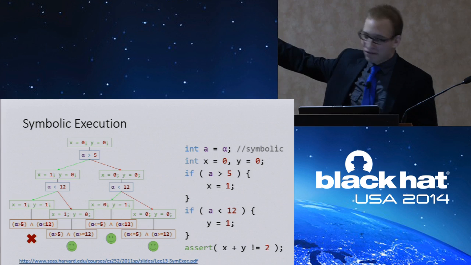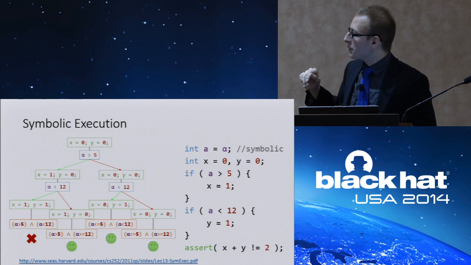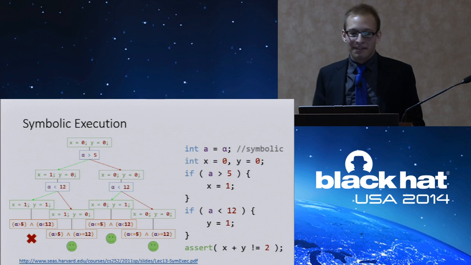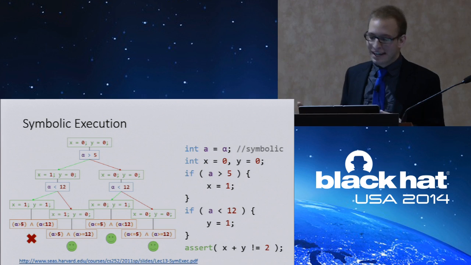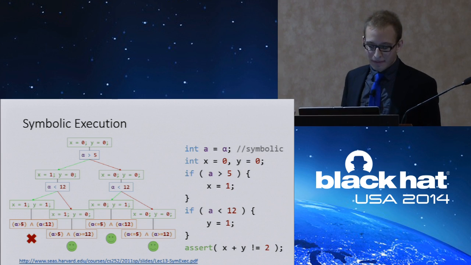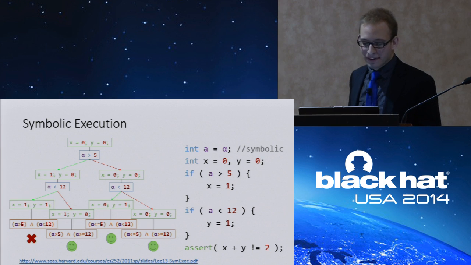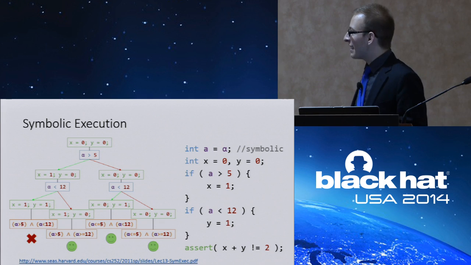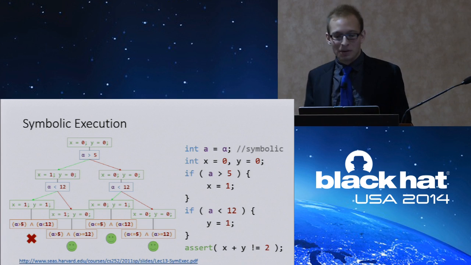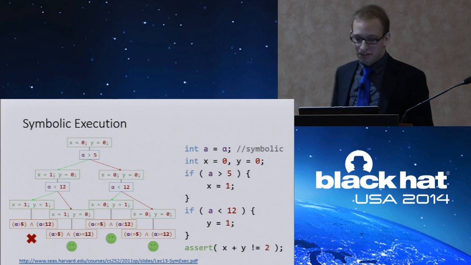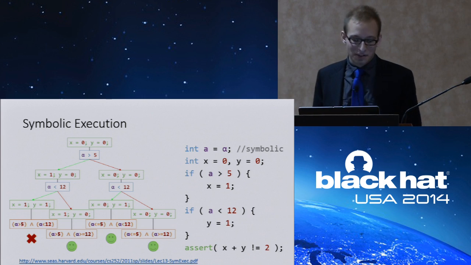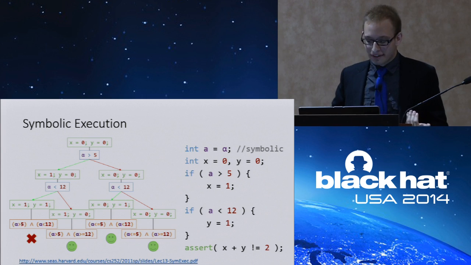And so we have in the tree, when we reach the decision point, alpha is more than 5, we have two possible paths. Either alpha is more than 5 is true, in which case we set X to 1 and continue, or it's false, in which case we don't set X to 1 and continue. We do the same thing for A is less than 12. And if A is more than 5 and less than 12, the leftmost path, we reach a state where X is equal to 1 and Y is equal to 1. And we reach the path condition, which is what I just said, A is more than 5 and A is less than 12. And the assertion fails, and that's interesting.